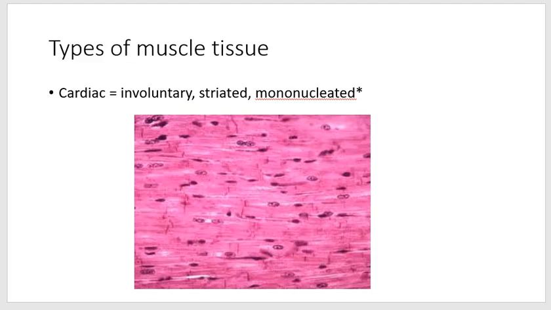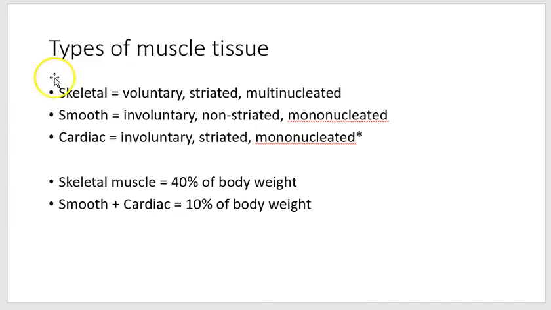So those are the three types of tissues. Your skeletal tissue, the only one that is voluntary. It has that striping pattern, and it has more than one nucleus per cell. Your smooth muscle, involuntary, does not have the striations. It's the only one that doesn't have those striations, and it's mononucleated. And then you have cardiac, which is involuntary, has the striping, and is mononucleated.